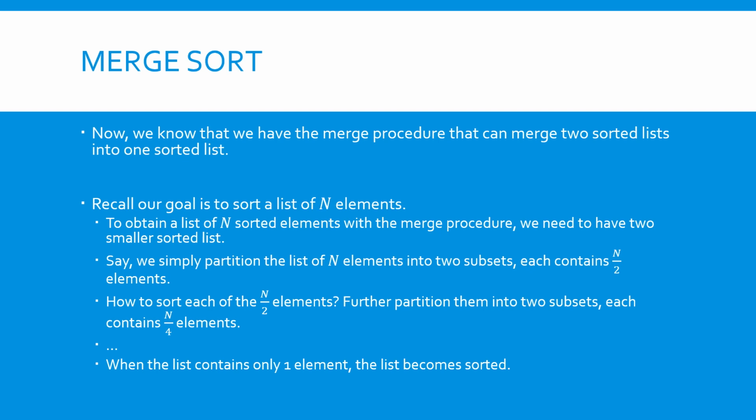Say we will split the n elements evenly. Then the problem becomes whether we can sort the two subsets that each contain n over 2 elements. Well, we can sort n over 2 elements if we further split them into two subsets of n over 4 elements and sort each subset. You can see that the recursion goes on and on until we have reached subsets of size 1. In this case, we don't need to sort the subset anymore because a single element is considered sorted.